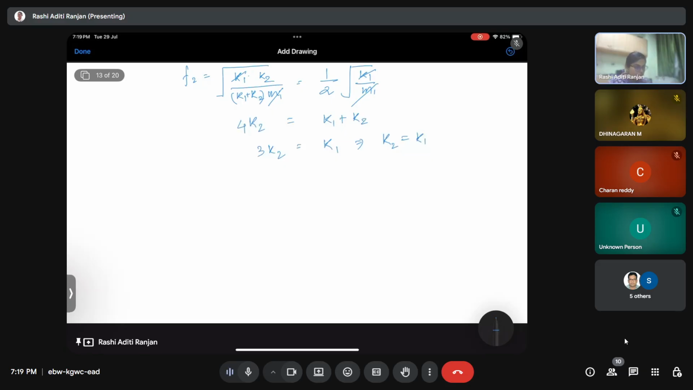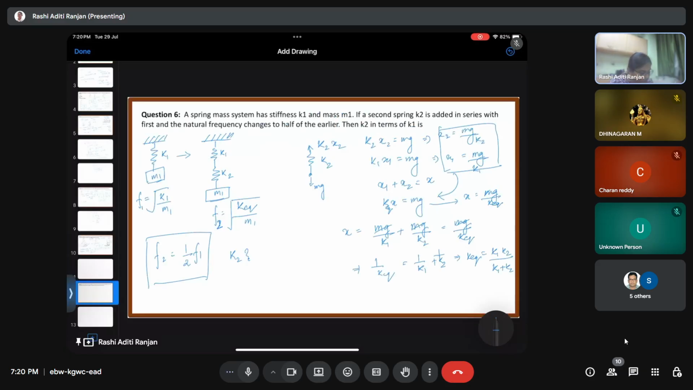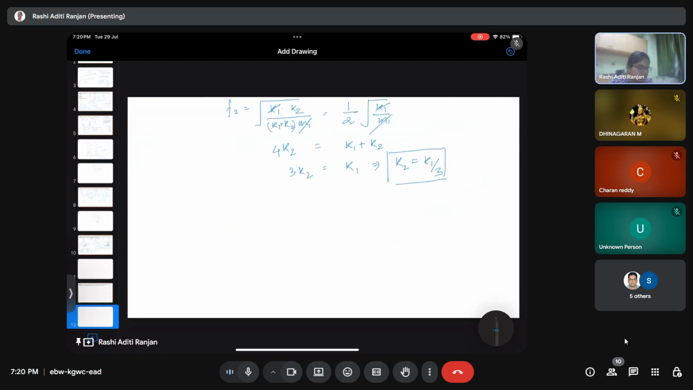So this tells us that if we add one more spring along with the earlier spring, of a stiffness one third of the earlier spring, then the frequency is going to be half, with respect to the first one. Yeah, we got the answer. This is going to be the answer.